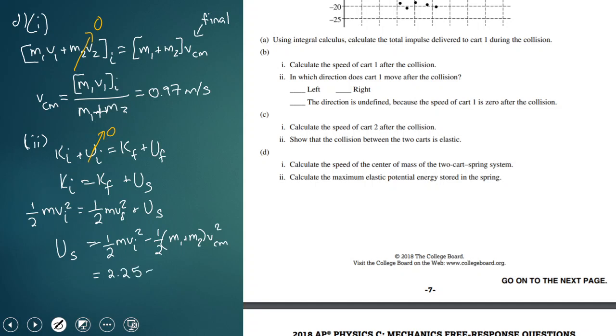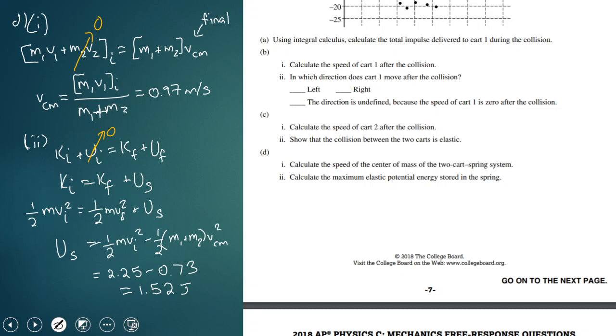Minus, this is 1/2, 0.5 times 1.55 times 0.97 squared, which is 0.73 approximately, and so this finally turns out to be 1.52. And then our potential energy is in joules.